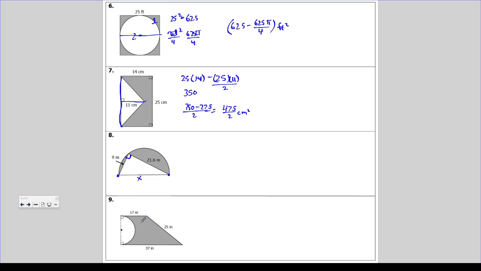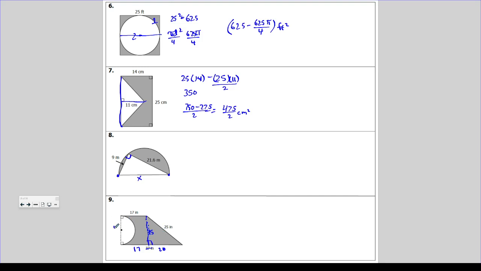We again need Pythagorean theorem, so we're going to have to cut this trapezoid here and break this 37 down into 17 and 20. And then since we have a 20 and a 25, that should kind of look like a 3, 4, 5, because that's 4 times 5 and 5 times 5. So the height must be 3 times 5. So this is a 3, 4, 5 Pythagorean triple. You can also use Pythagorean theorem and solve for it if you don't recognize that.